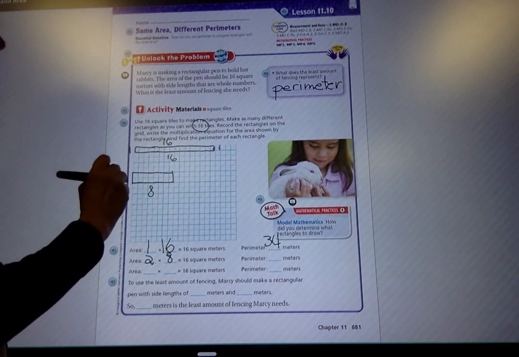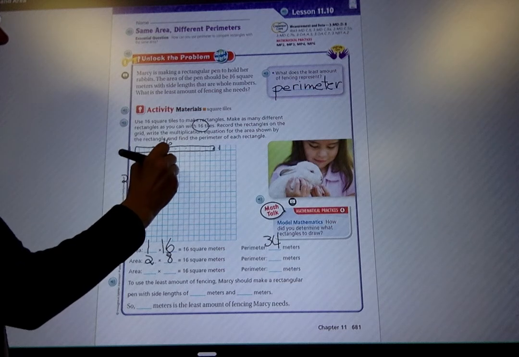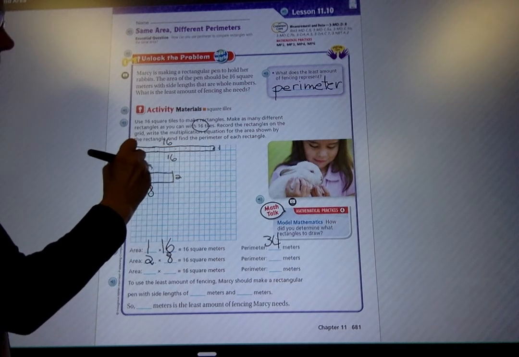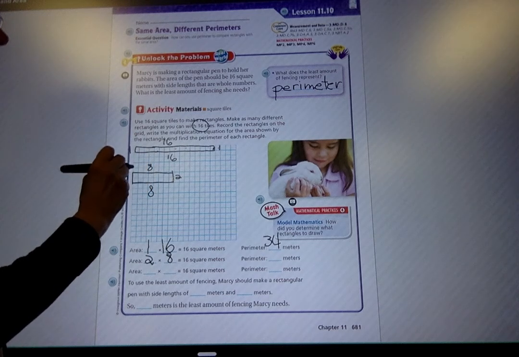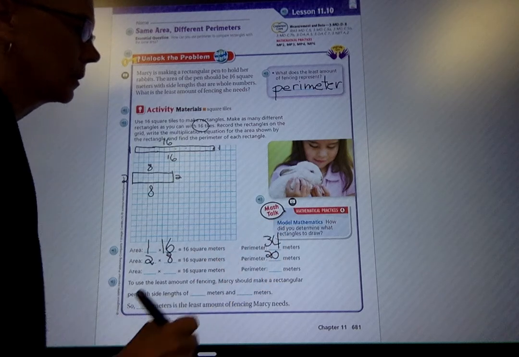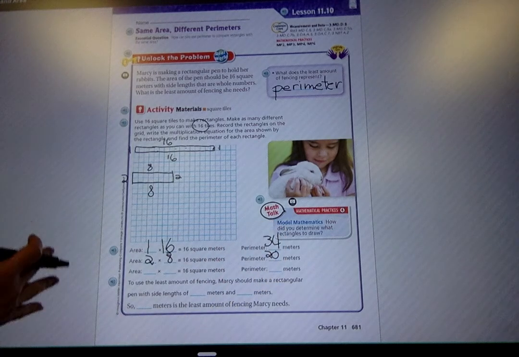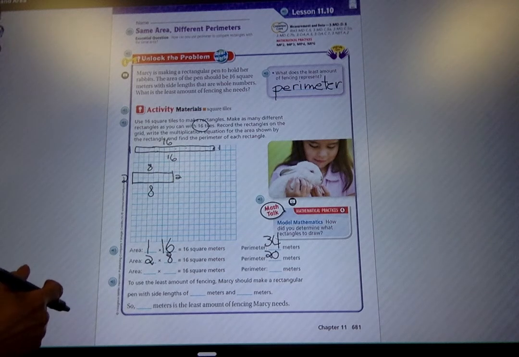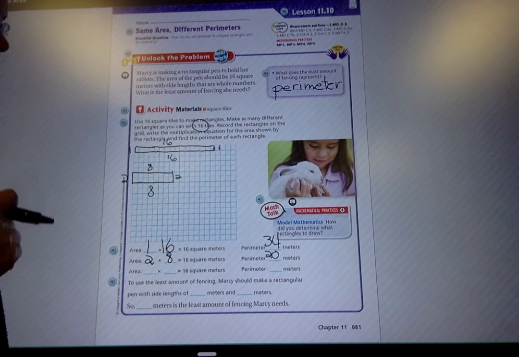Let's see, we have 2 plus 8 is 10, plus 2 more is 12, plus 8 is 20 meters. Same amount of space for the rabbit, but it's going to take less fencing. Let's try another one.